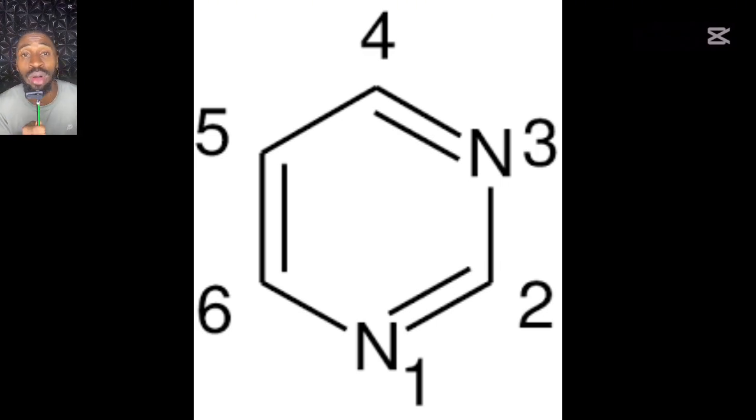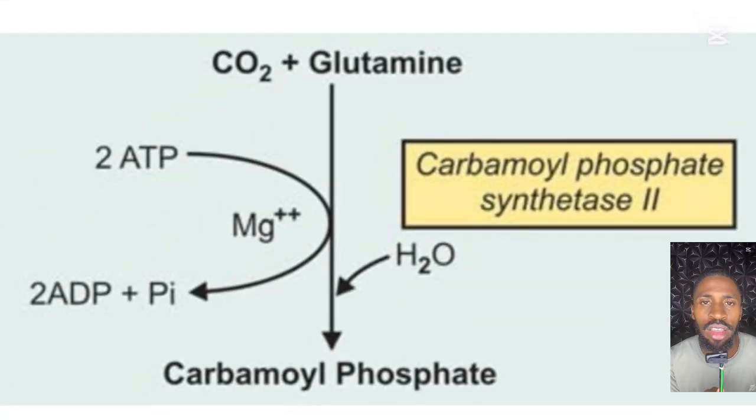How does it start and how does it end? The biosynthesis of pyrimidine begins with the formation of carbamoyl phosphate. How do we form carbamoyl phosphate? Very easy. Carbamoyl phosphate can also be formed in the urea cycle, but this one is different, because the carbamoyl phosphate formed in the urea cycle is in the mitochondria, while pyrimidine biosynthesis occurs in the cytosol. So that is the difference.